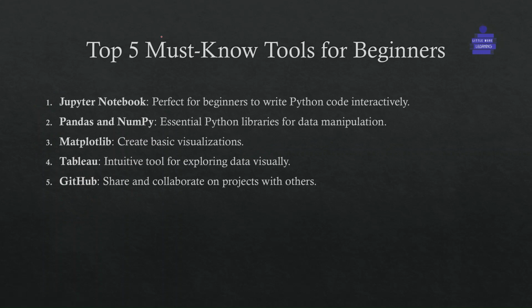So the top 5 must-know tools for beginners include Jupyter Notebook, Pandas and NumPy, Matplotlib, Tableau, and GitHub. A combination of these 5 tools is enough for a beginner in data science to work efficiently with large data sets and draw insights out of them.